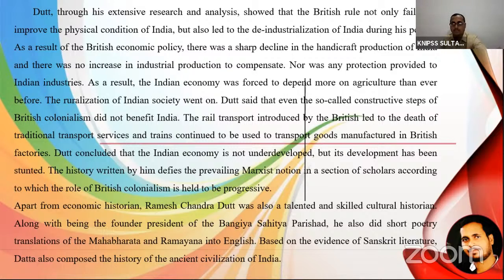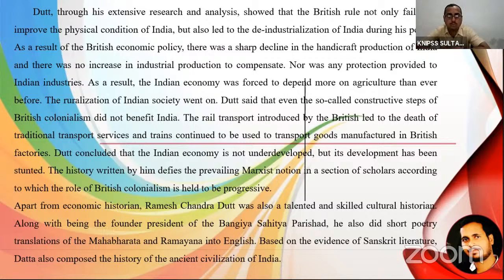As a result of British economic policy, there was a sharp decline in the handicraft production of India, and there was no increase in industrial production to compensate. If industries face problems like administrative problems, resource problems or management problems, it is the responsibility of the administrator to compensate for those challenges and losses. But the British were not entrusted with the survival of Indian handicraft industries or the growth of the industrial economy, and they could not compensate for the loss of the Indian people and the Indian economy. This was the cause of the failure of Indian industries and rural areas. Nor was any protection provided to Indian industries during this era.